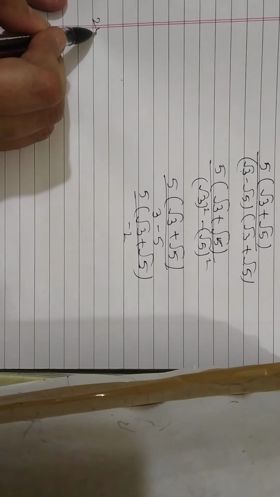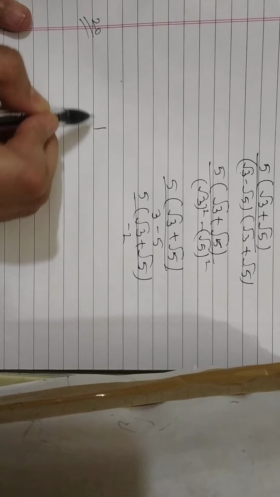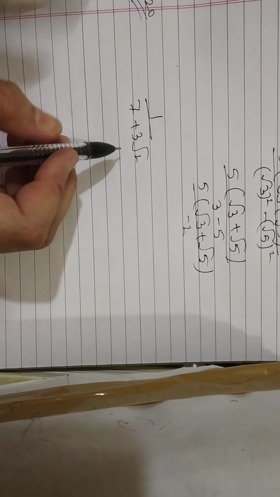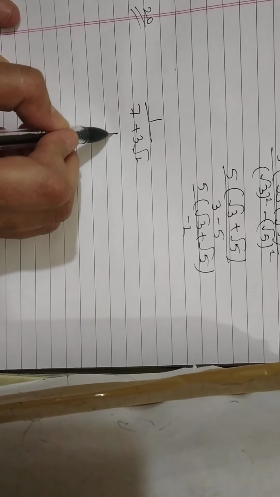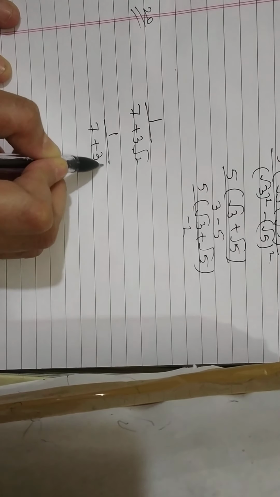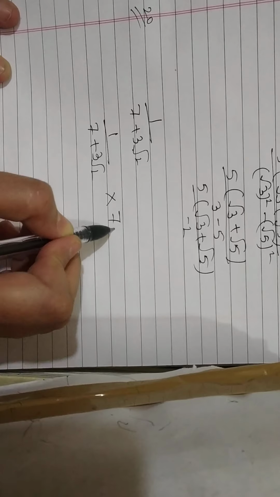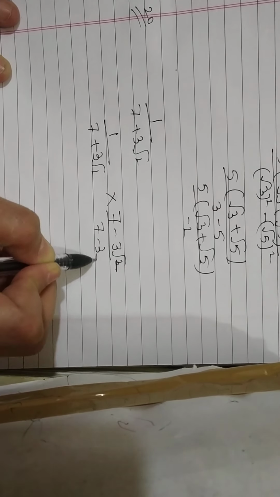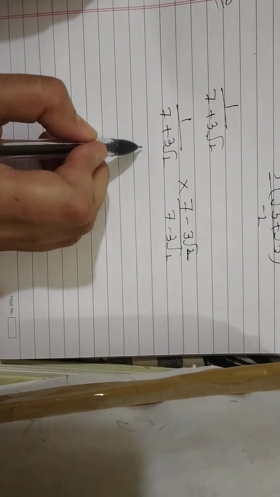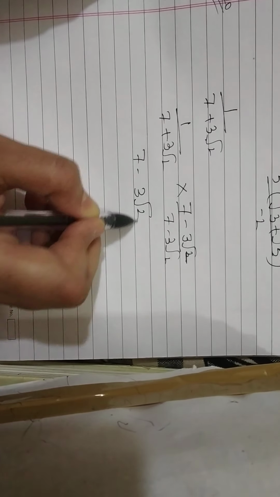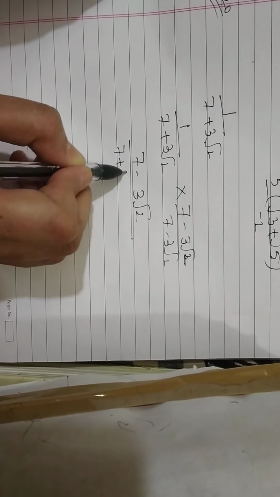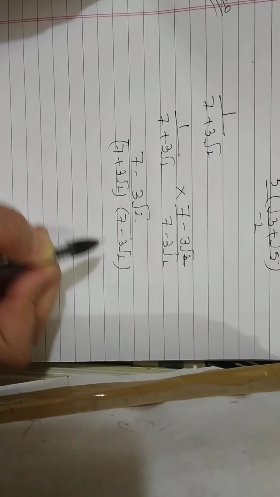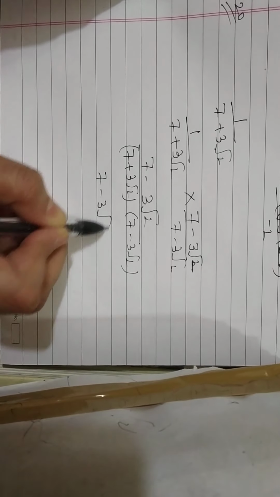Now we'll take solved example 20. 1 upon 7 plus 3 root 2. The same steps we are going to follow, rationalizing the denominator. So what will be the conjugate now? 7 minus 3 root 2 upon 7 minus 3 root 2. Here 7 plus 3 root 2 and this bracket 7 minus 3 root 2. Keep the numerator as it is.